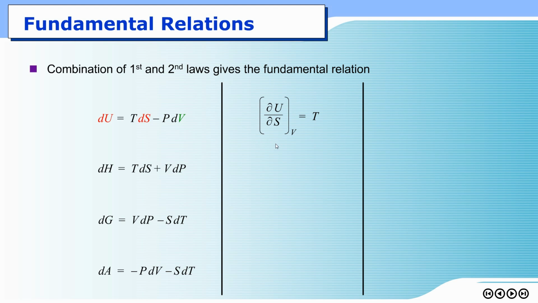In similar manner, if you change from constant volume to constant entropy, keep dS here to be constant, so dS becomes 0, and then move dV to the left hand side, you will obtain another relationship, dU by dV at constant entropy to be minus pressure. Okay, these two are considered as what we call the first derivative of fundamental relation.